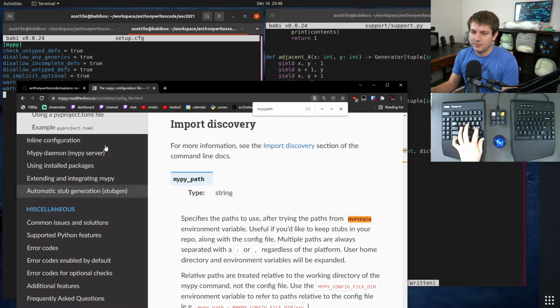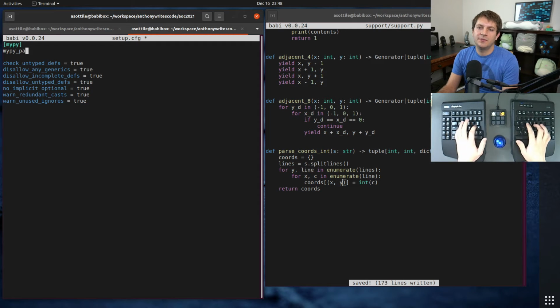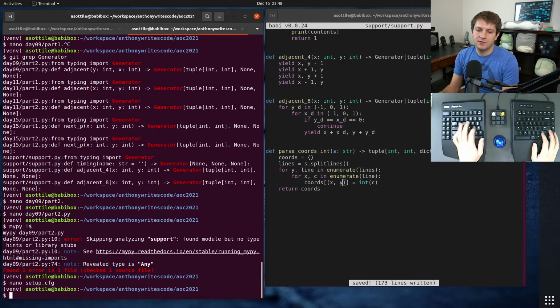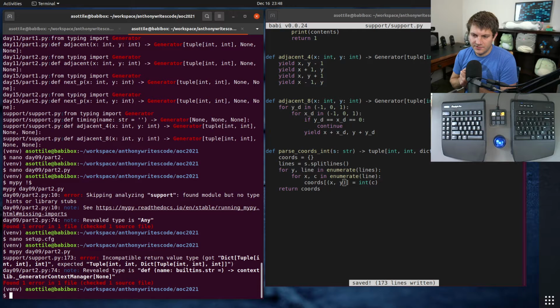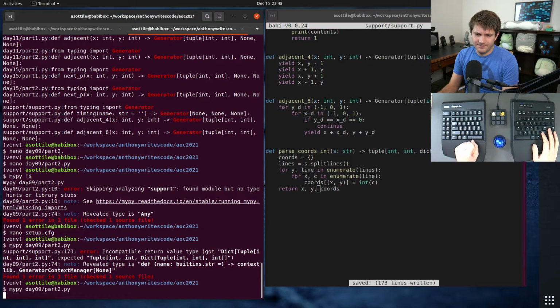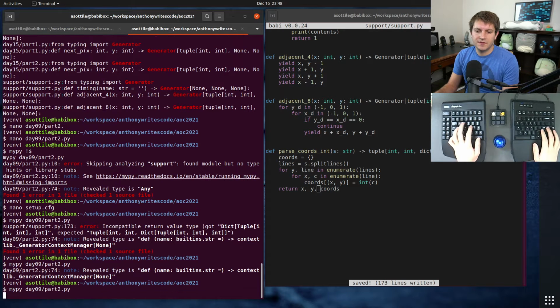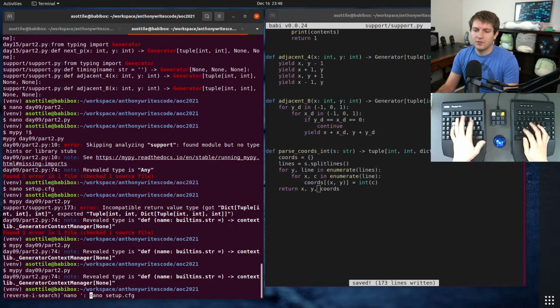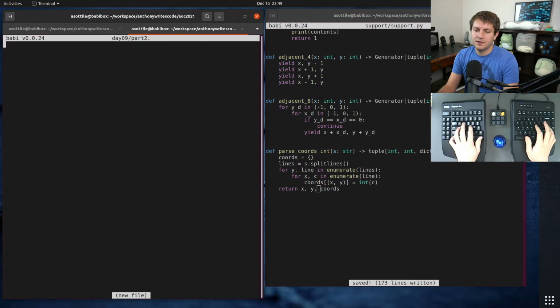MyPy path. MyPy underscore path. MyPy path equals port. Think about a return type. Got dict int. Indeed. Okay, cool. So that'll fix that. Why is MyPy so slow right now? I don't understand that.